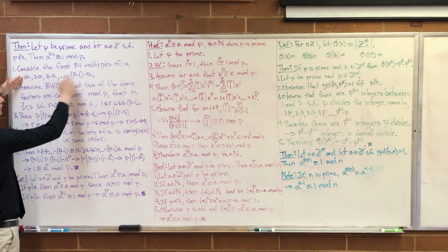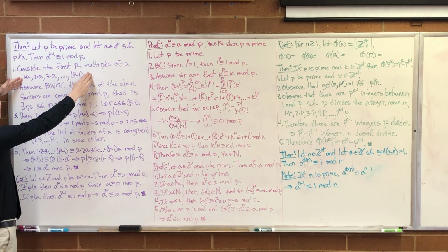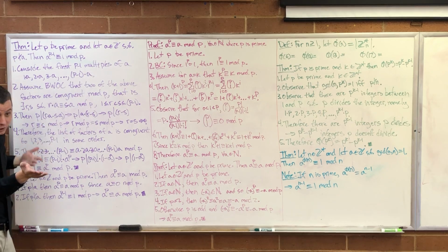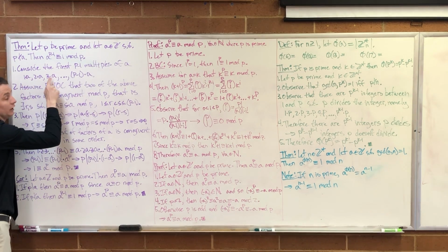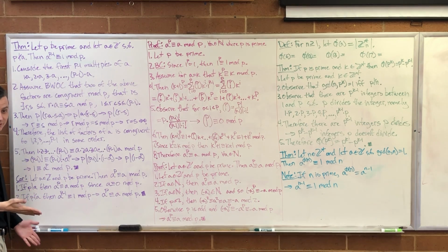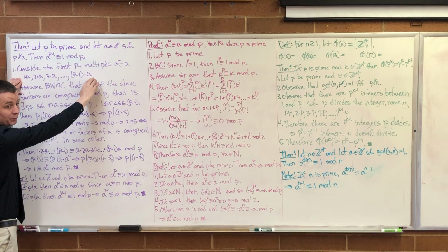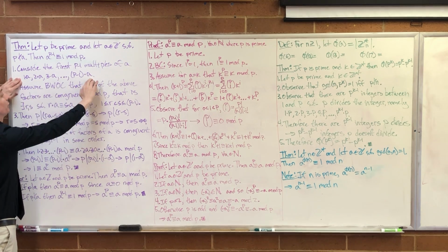How many numbers are in this list? Not A of them. P or P? Not P. P minus one of them. There's 1, 2, 3, 4, 5, 6, 7. P minus 1. That's how many numbers are in this list. You with me? And I also know that when I mod it by P, no two of these numbers are the same.